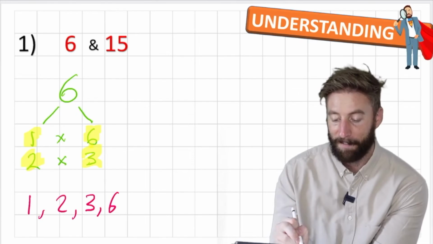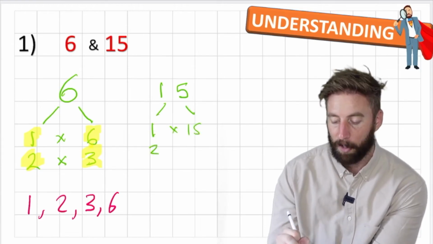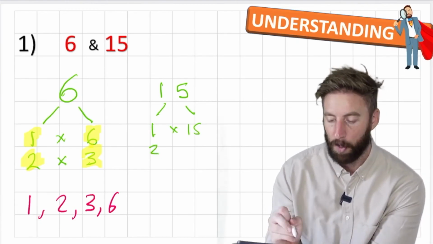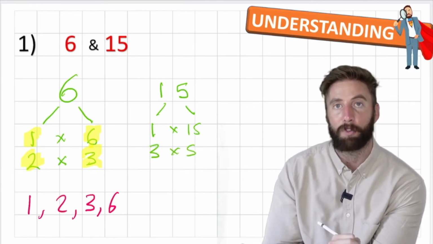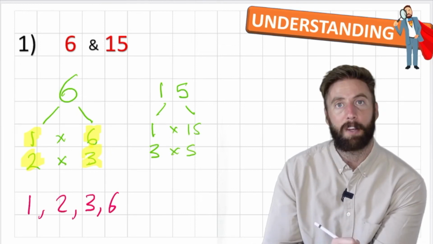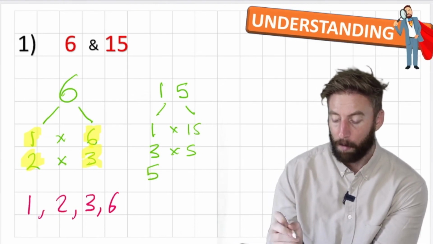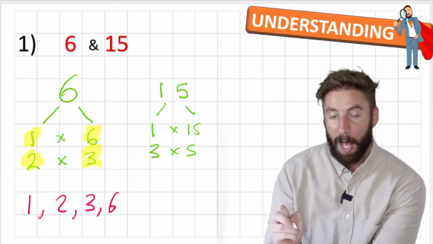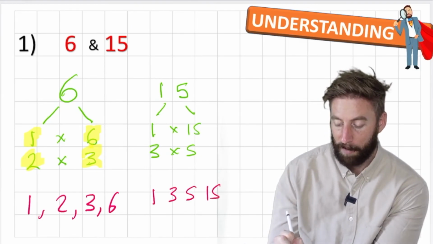So now we need to look at 15. So if I put 15 over here, what are my factors of 15? Well, I know I have 1. 1 times 15 will equal 15. Have I got a 2? No, because 15 is not divisible by 2. I can't divide 15 by 2. So I have no 2. What about 3? 3 times 5 equals 15. What about 4? Is 15 divisible by 4? 4, 8, 12, 16, so no. And then if we try and use 5, I've already used a 5, so I don't need to do that. So let's have a look. Our factors of 15 are 1, 3, 5, and 15.